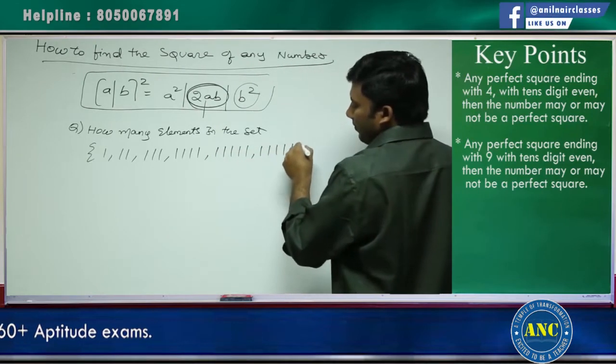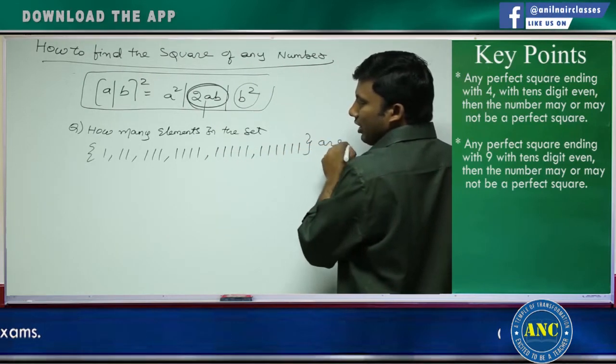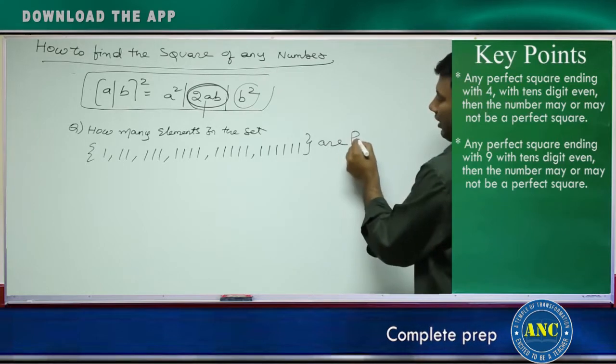1, 11, 111, 4 ones, 5 ones, 6 ones are perfect squares.